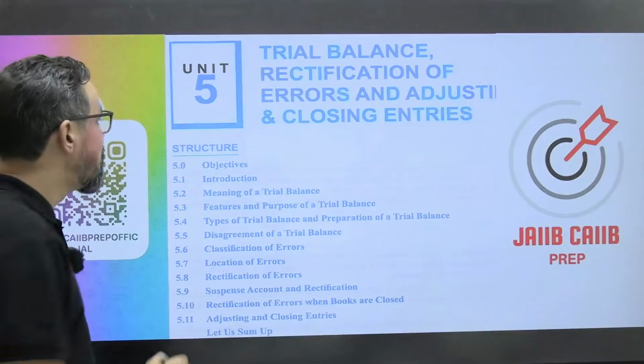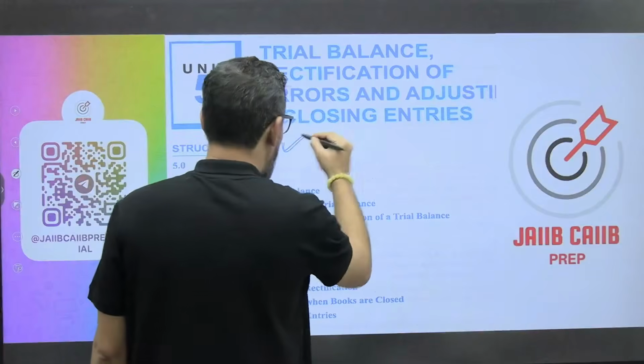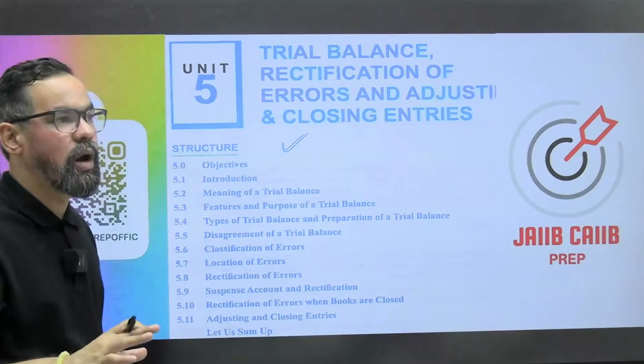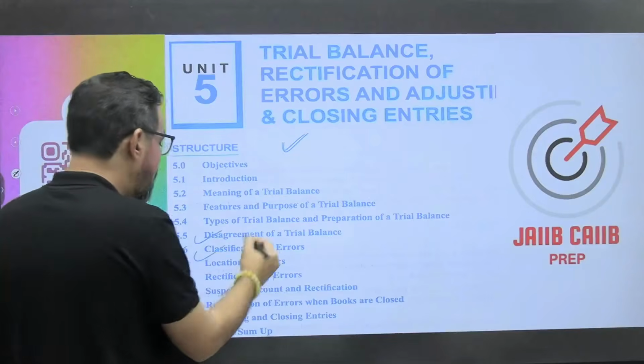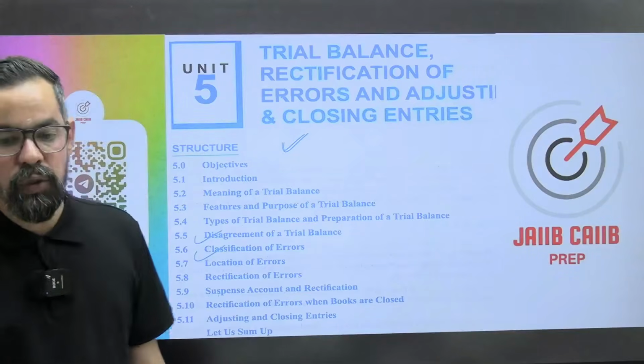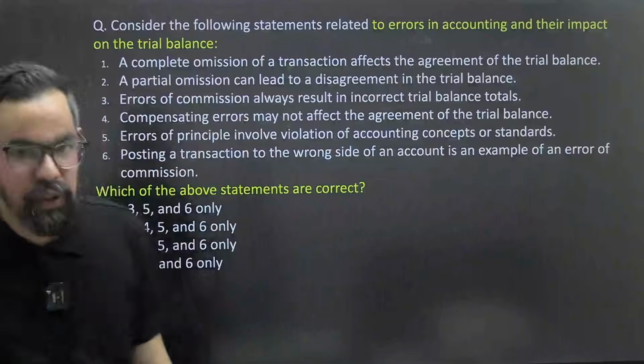Next one, guys, trial balance. Okay. Next one, trial balance. From this unit, rectification and errors are the two very important parts. And sometimes the types of trial balance also. We have three types of trial balance, a very easy one.